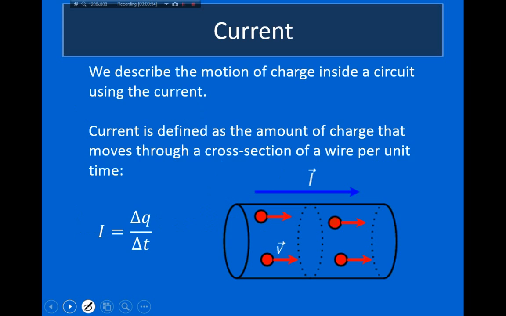Now, as I mentioned before, if you connect the two ends of a battery together with a wire, charge will move from one end of the battery to the other end of the battery.